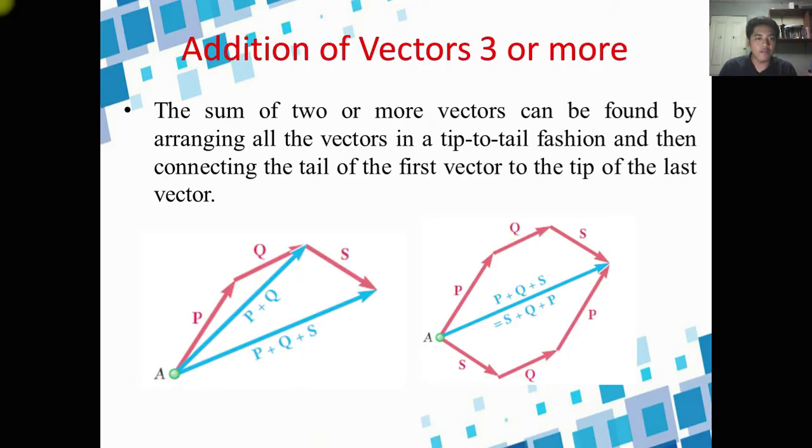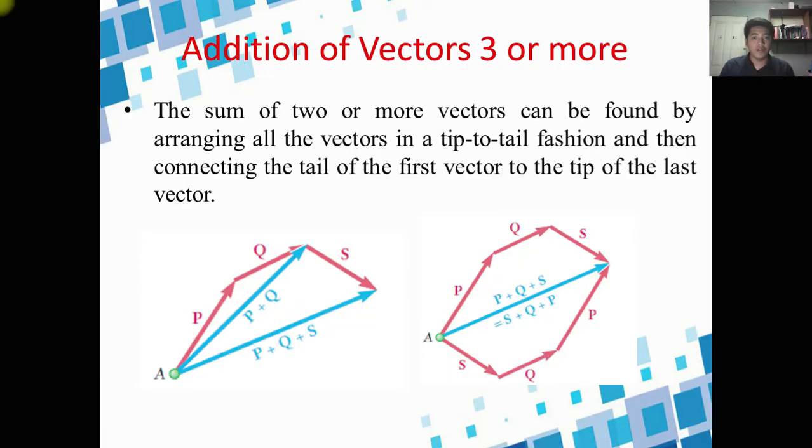So what are we going to do? We have P here. I'm going to connect the other vector Q from its arrowhead, tip to tail of the first vector to the second vector. And again, I have another vector S here, so I connect the tip of Q to the tail of S. How do I get the addition, the P plus Q plus S vector? From the very first tail of the first vector, which is P, up to the tip of the last vector.